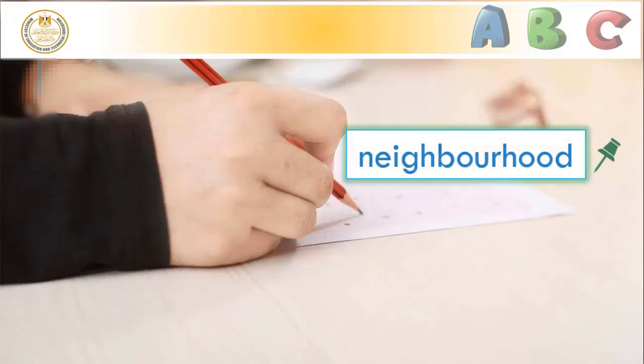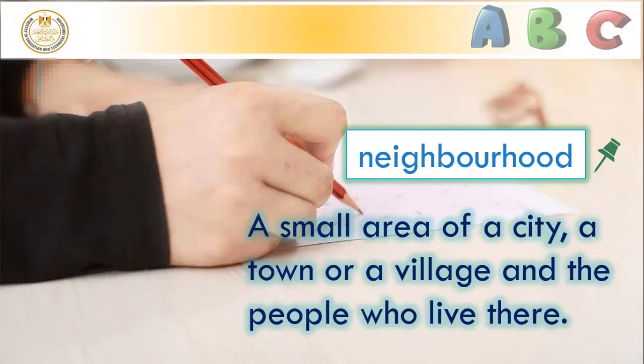Number two, neighborhood. We said neighborhood means الحي السكني أو المنطقة التي نسكن بها. It means a small area of a city, a town, or a village, and the people who live there. A small area, منطقة صغيرة, of a city, في مدينة, a town, بلدة, or a village, أو قرية, the people who live there, وأيضا البشر الذين يسكنون بهذا المكان.